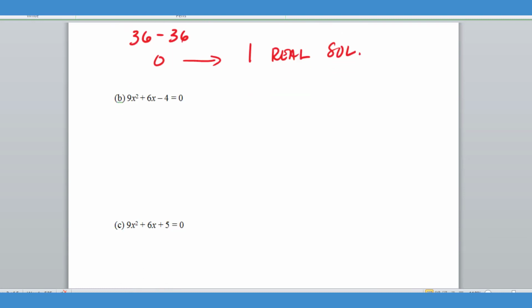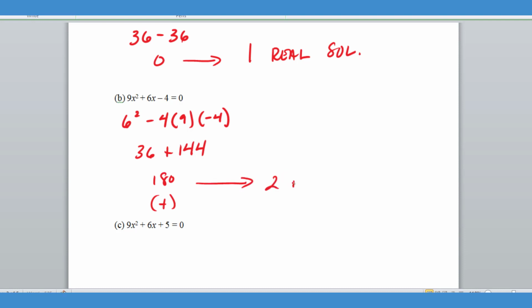Let's take a look at the next one. We have 6 squared minus 4 times a times c. This is going to give us 36 plus 144, which is 180. Notice it does not matter what the value is, as long as it's a positive value, as long as it's greater than 0, then we can say that this is 2 real solutions.